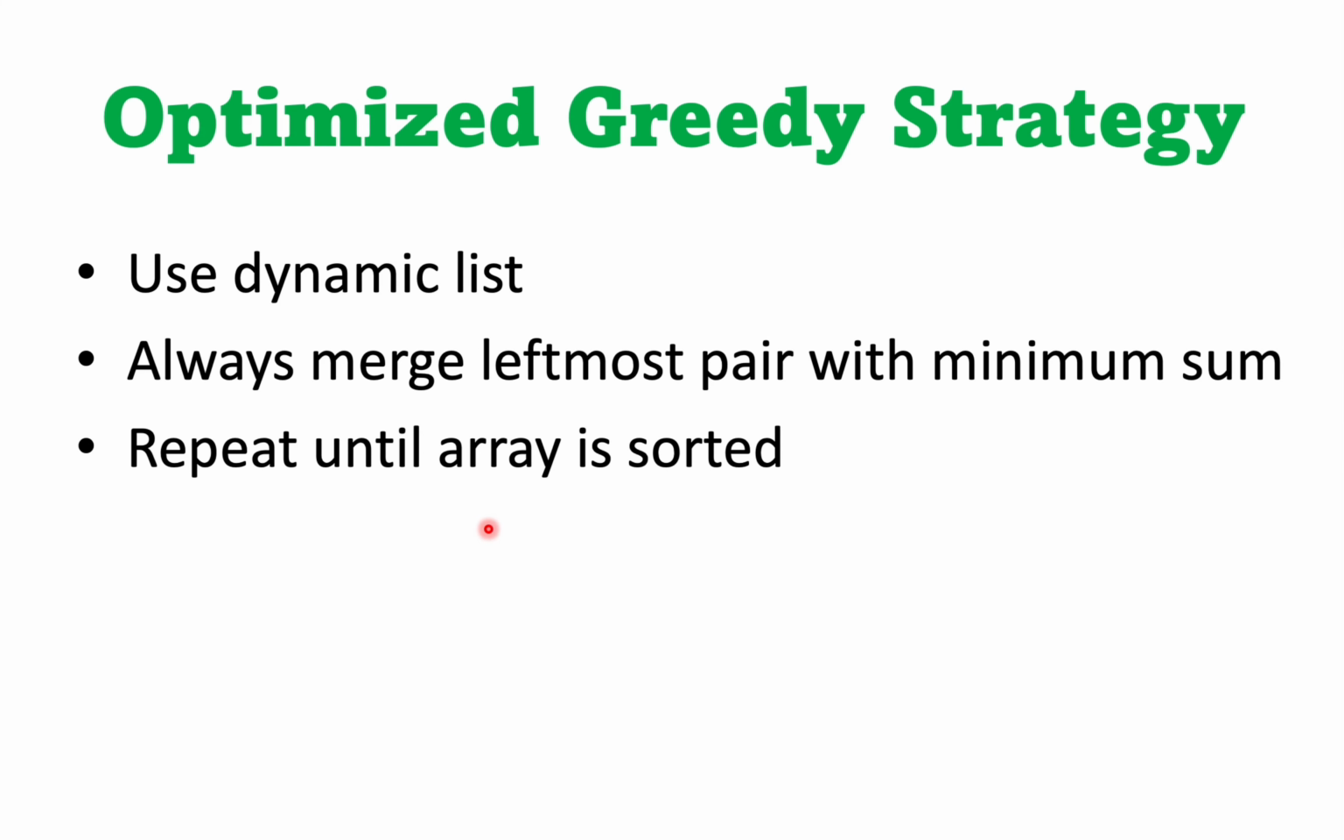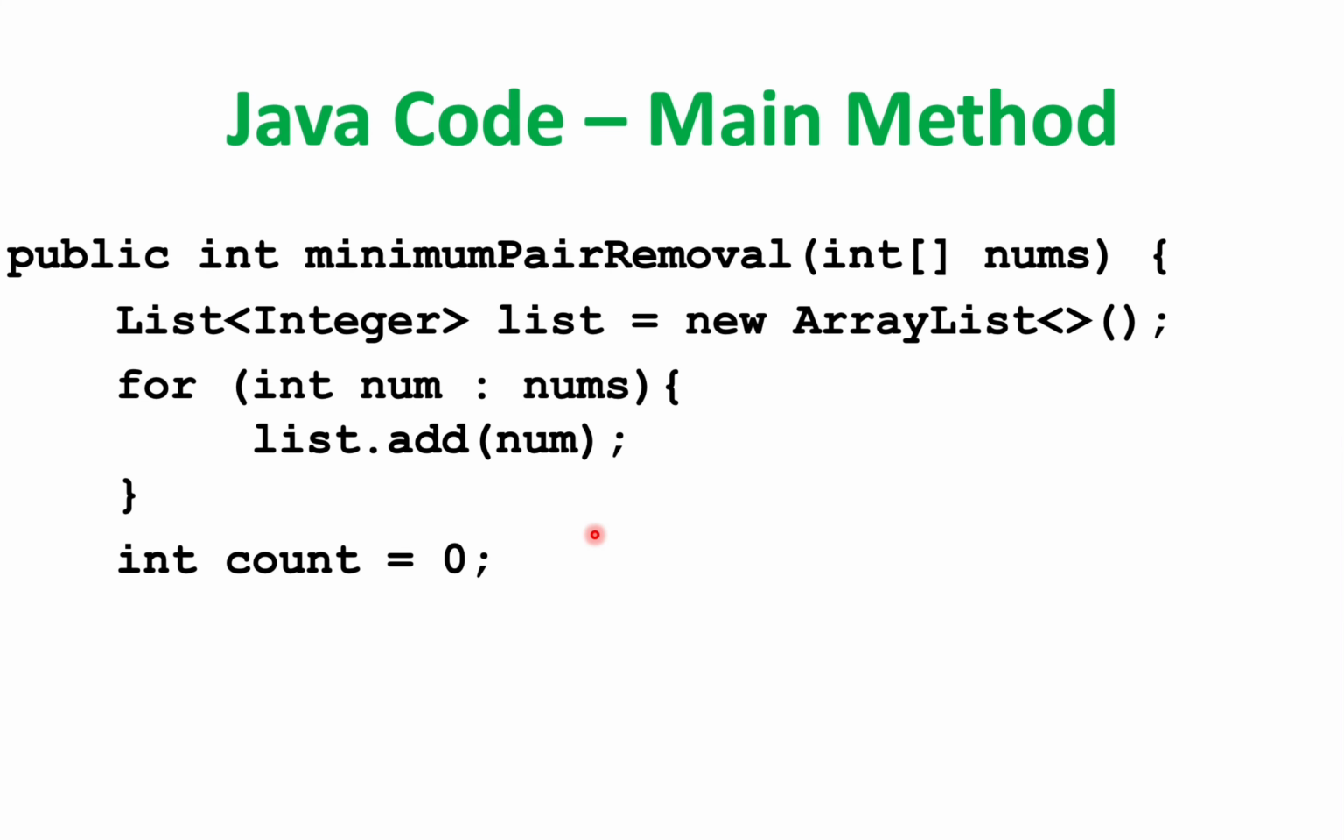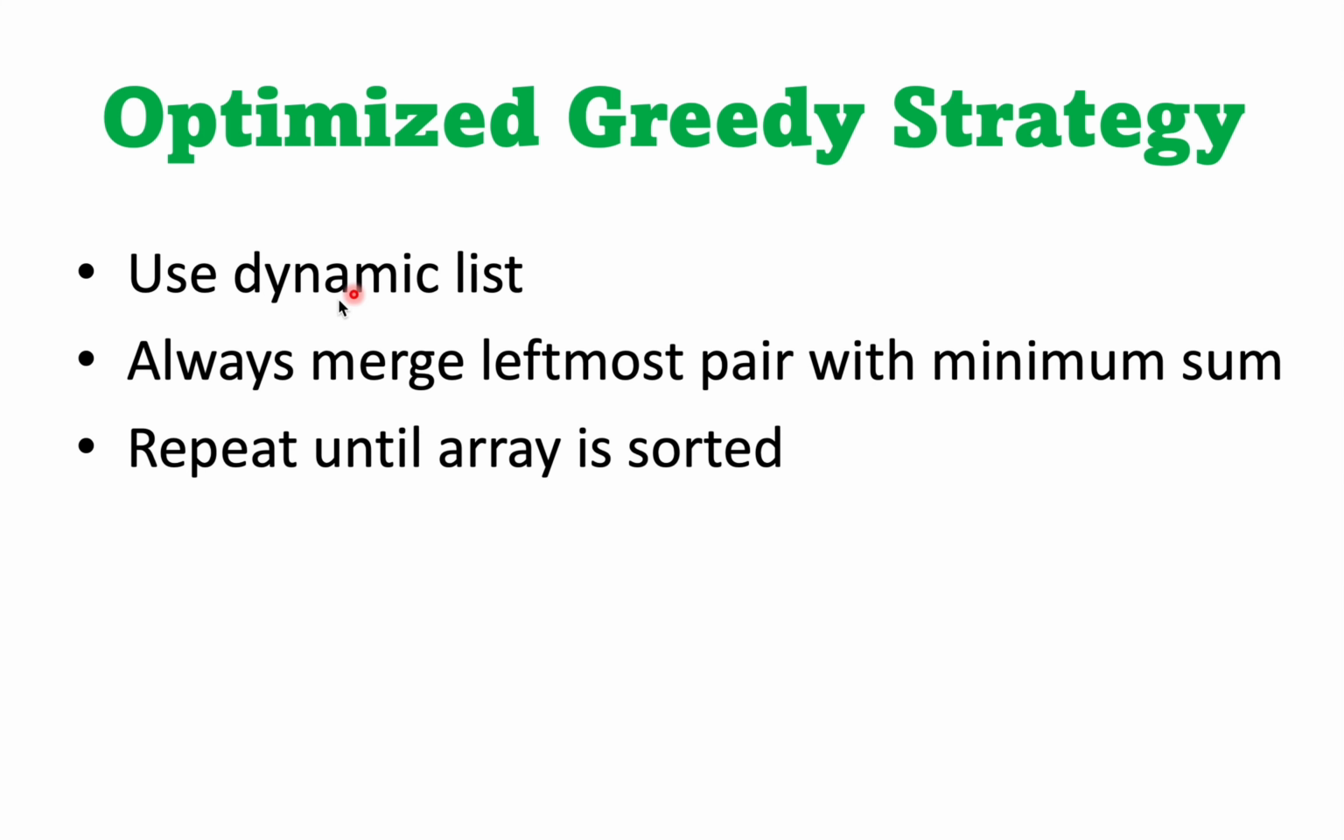Now understand what we have to do. We will use an optimized greedy strategy. We will use a dynamic list rather than the array, and we will always merge the leftmost pair with the minimum sum until the array is sorted.